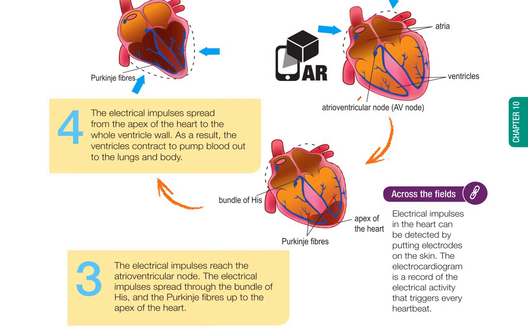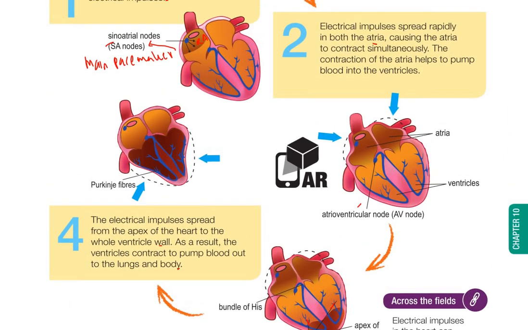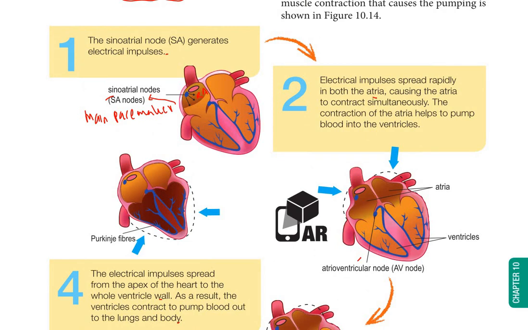Number 4, the electrical impulse spreads from the apex of the heart to the whole ventricle wall. As a result, the ventricles contract to pump blood out to the lungs and body. So from this reading, you can see that first the atria will contract, then the ventricles will contract, to pump the blood. So let us go one by one through the diagram.